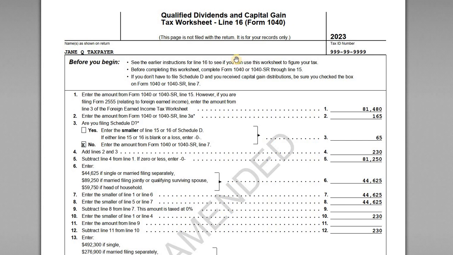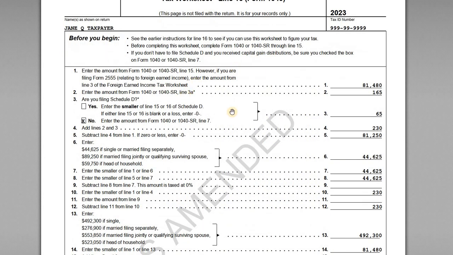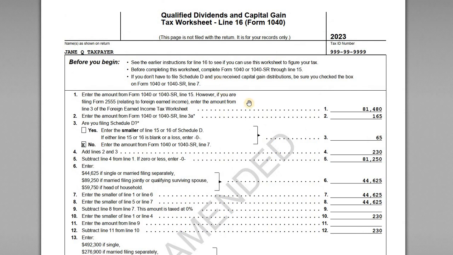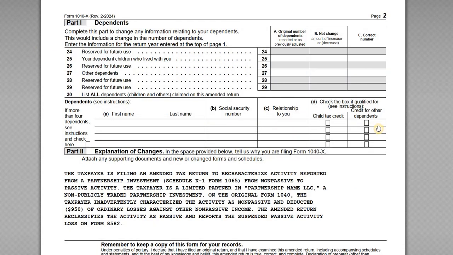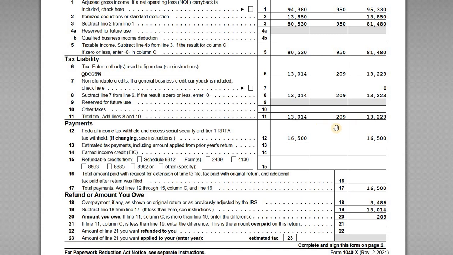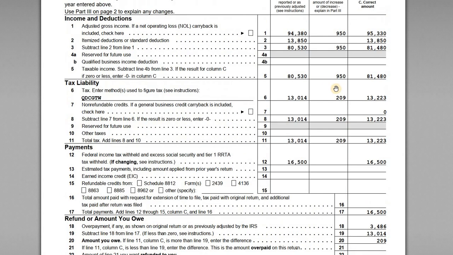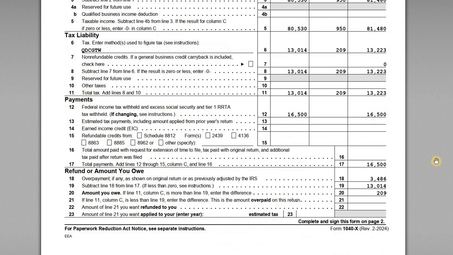Now I won't go through the capital gains tax worksheet in detail. I've got some other videos on this, so I'll put those links below. But the idea here is if you have any qualified dividends or capital gains, you should be using this worksheet to figure out how much tax you owe, because you get preferential rates on those types of income items. So $13,223 is the new amount of tax that the taxpayer owes. The difference here is an additional amount owed of $209. We owe money because we understated our income when we first filed the return. So a $950 income change, and $209 of additional tax is going to be owed.